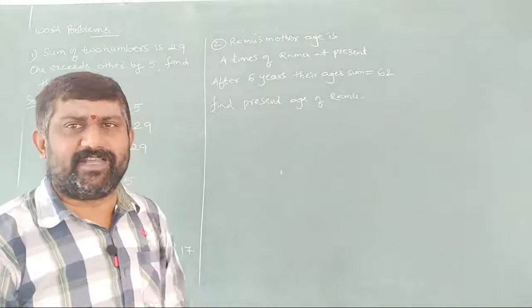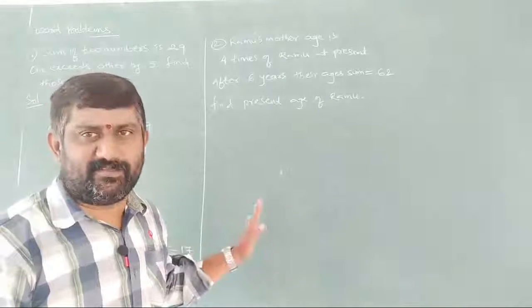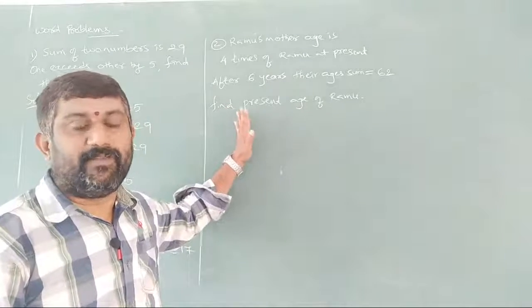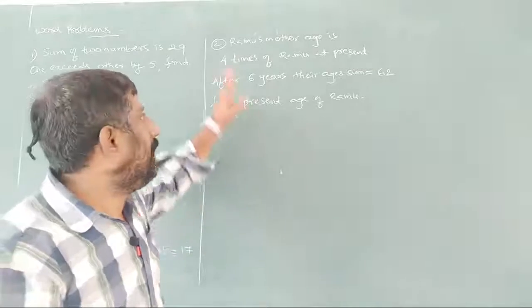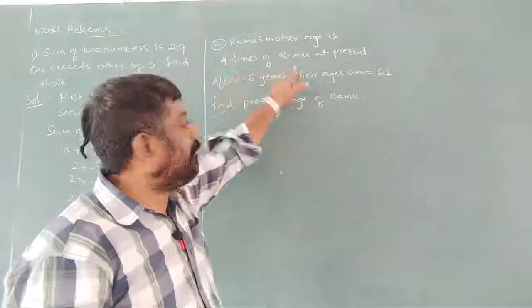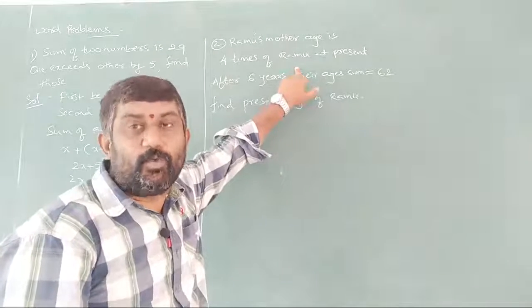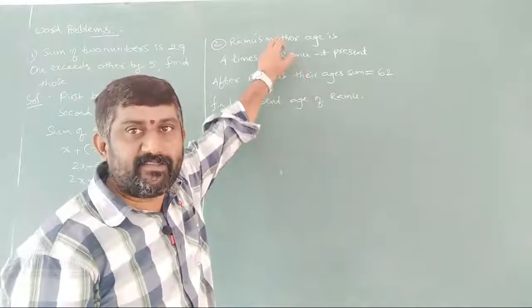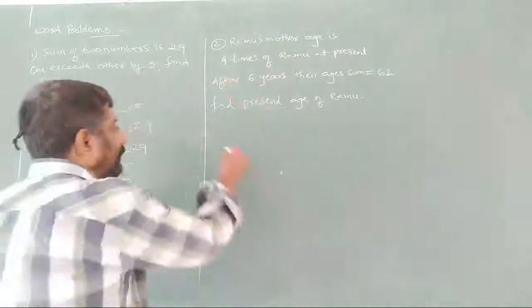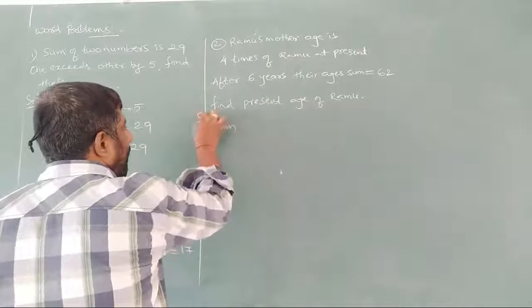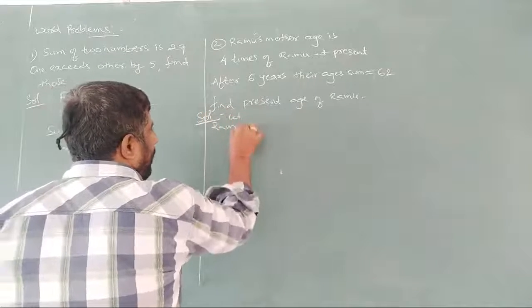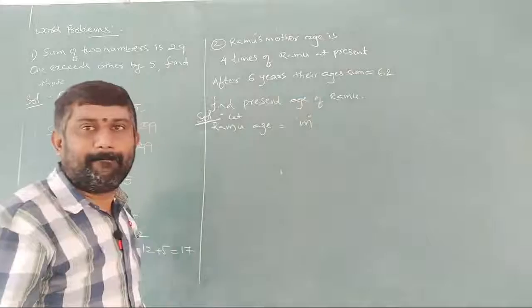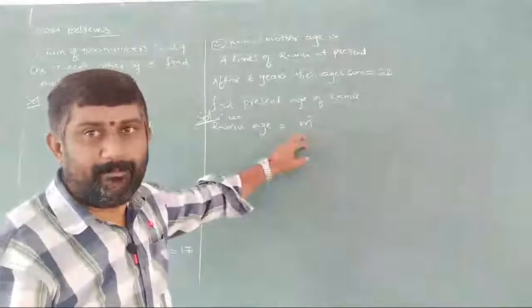Again, same simple equations we have to do here. By simple equations, we are going to find this. First of all, please read the data carefully so that we understand what the problem is. Ramu's mother's age is 4 times of Ramu at present. First of all, see who is comparing with whom. Mother is comparing with Ramu. So simply assume, let Ramu's age be some m.